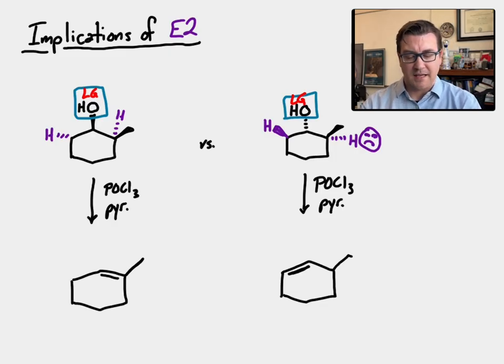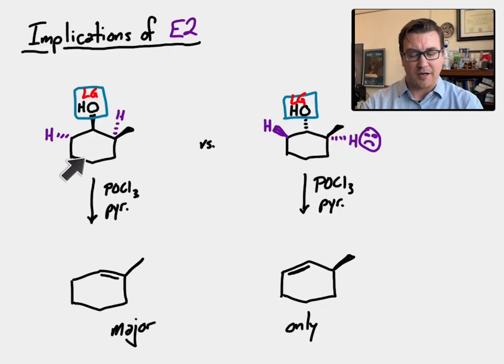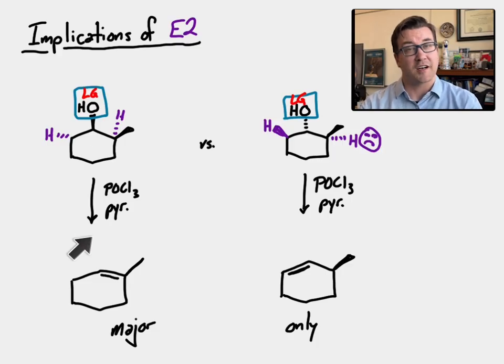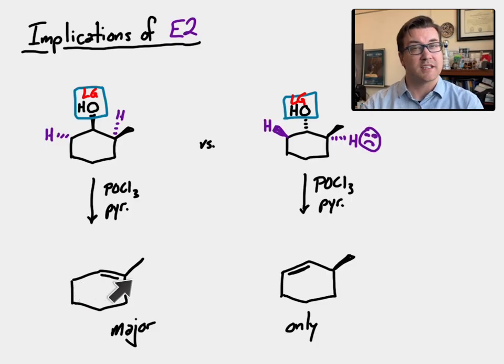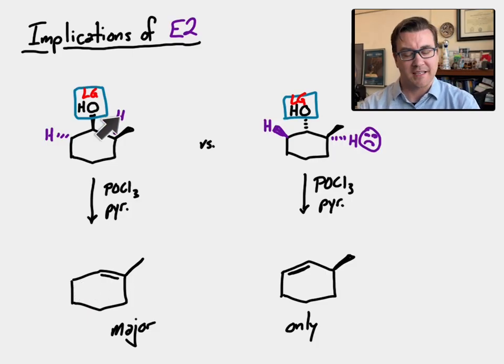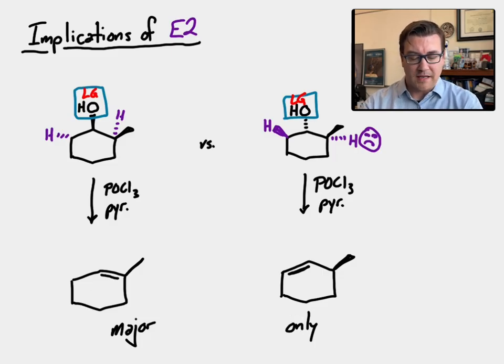So you would predict that if you were to treat this alcohol with phosphorus oxychloride and pyridine, you'd obtain the major product as this more substituted or more stable alkene, because again, there's this proton you could abstract to generate the more stable alkene. In this case, you'd only obtain this product, not as the major, but as the only product, again because the anti-periplanar hydrogen would not generate the most favorable alkene, but it's the only one that's available to react.